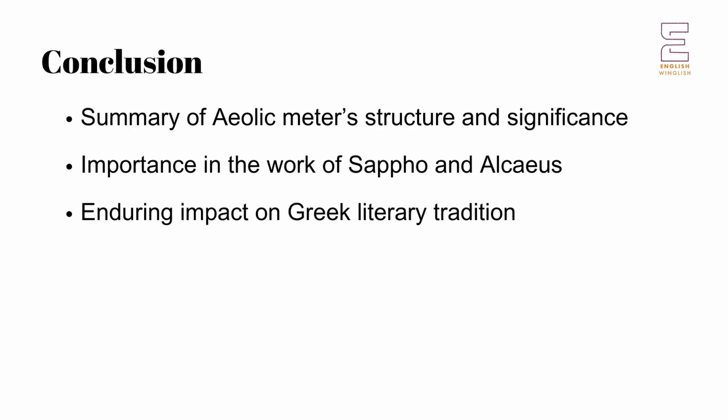Conclusion: Aeolic meter, with its distinctive arrangement of dactyls, trochees, and choriambs, is a defining feature of the poetry of Sappho and Alcaeus. This metrical style enhances the musicality and emotional depth of their work, making it a significant component of Greek literary tradition. Understanding Aeolic meter provides valuable insight into the craftsmanship of these ancient poets and the enduring impact of their work. So this was the discussion on the term Aeolic style in poetry.